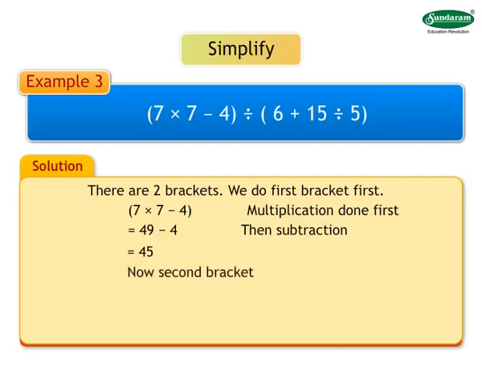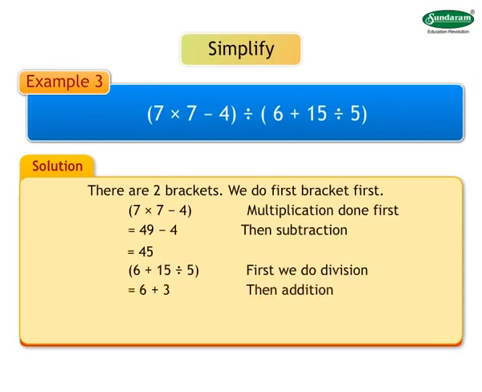Now, second bracket 6 plus 15 divided by 5. First, we do division, which equals 6 plus 3. Then addition equals 9. Therefore, in bracket 7 into 7 minus 4 bracket closed divided by bracket 6 plus 15 divided by 5 bracket closed is equal to 45 divided by 9, which equals 5.